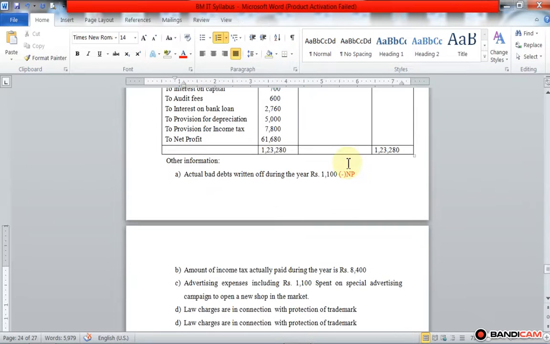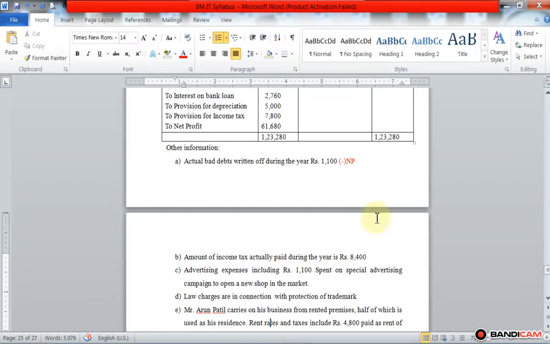Then adjustment number two, income tax paid by Arun Patil. Income tax is a personal expenditure of Arun Patil. It will not affect the net profit of the firm because income tax paid is not given on the debit side of the profit and loss account. If given, then we add it into the net profit. If not given on the debit side, then it should not be taken into consideration, it is ignored. It is given for your confusion.